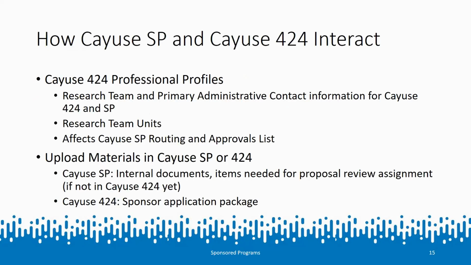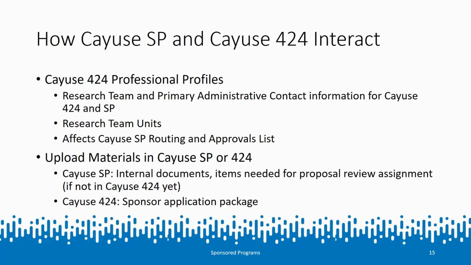All right. How do they interact, Cayuse SP and Cayuse 424? This is the way it interacts at UC Davis. We do not use the pairing function because it causes some issues for us. If you pair your SP proposal with a 424 proposal, it locks a lot of your 424 proposals, so you can't make the needed edits during our review. You can still upload documents, but you wouldn't be able to make small changes to the budget, for example. So do not pair, never pair.